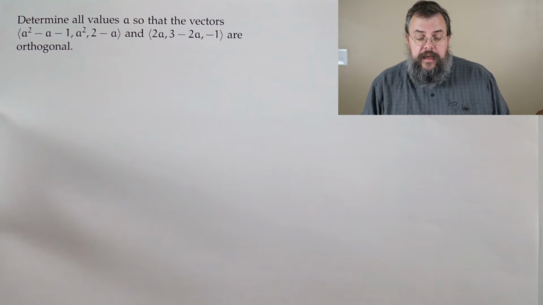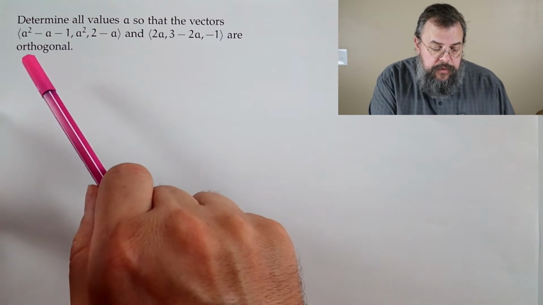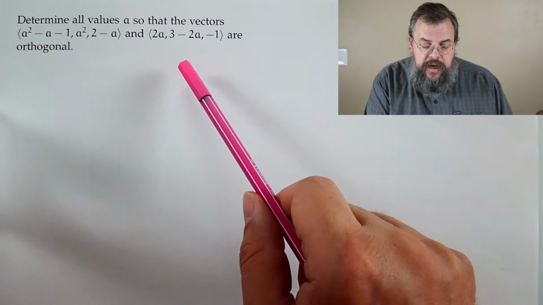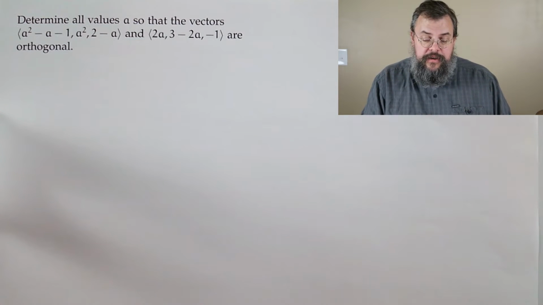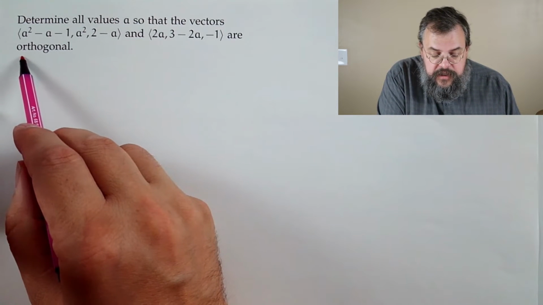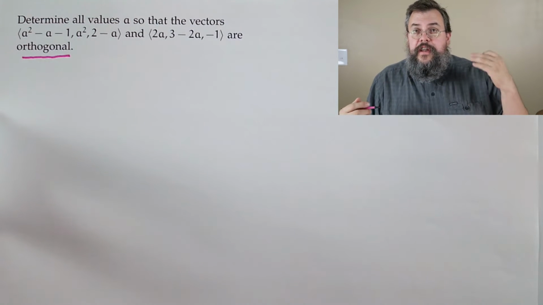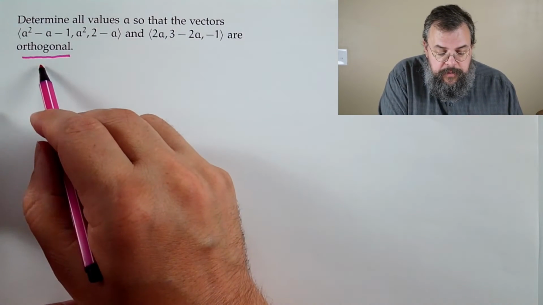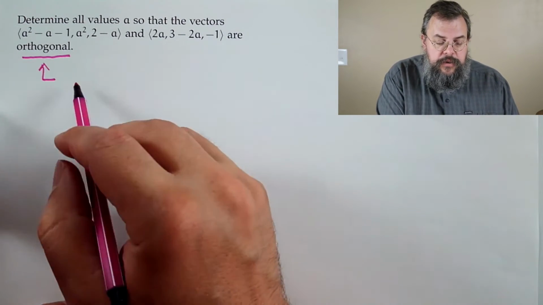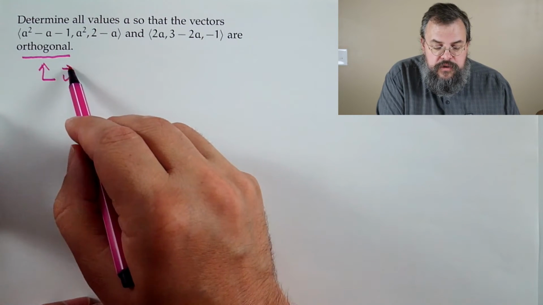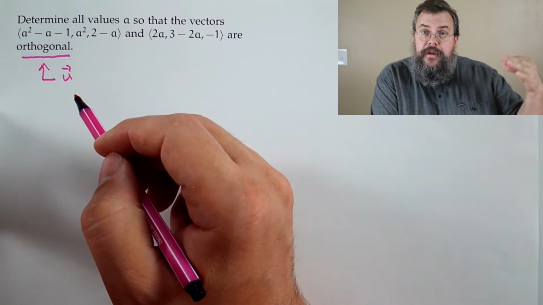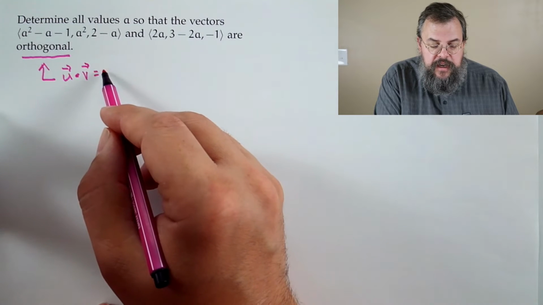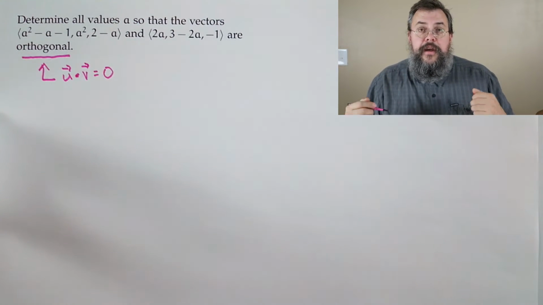Determine all values a so that the vectors (a squared minus a minus 1, a squared, 2 minus a) and (2a, 3 minus 2a, -1) are orthogonal. So when we start seeing words like orthogonal, we should start saying in the back of our head, hey, orthogonal means something. One of the things that's true, it doesn't mean it's always going to be what we need, but we build a collection of facts. So orthogonal says, hey, one of the things where orthogonal showed up was saying the dot product is 0. So we say, okay.